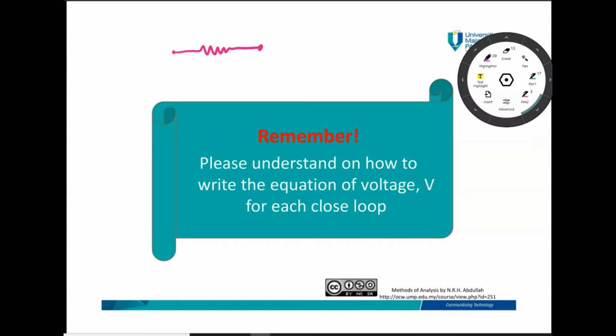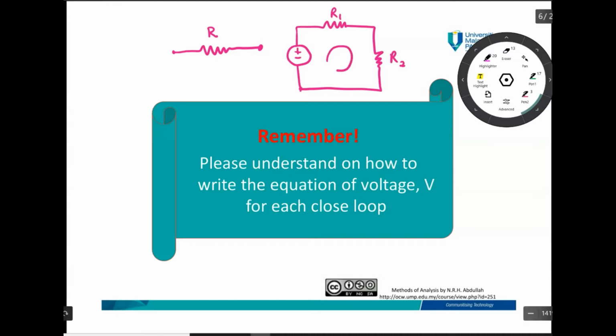So here is the resistor. Okay, in order to understand the mesh, you have to find the voltage around one loop. For example, if you have a circuit that looks like this one, in mesh, you have to do the KVL. So this is only one loop. So this is the loop.